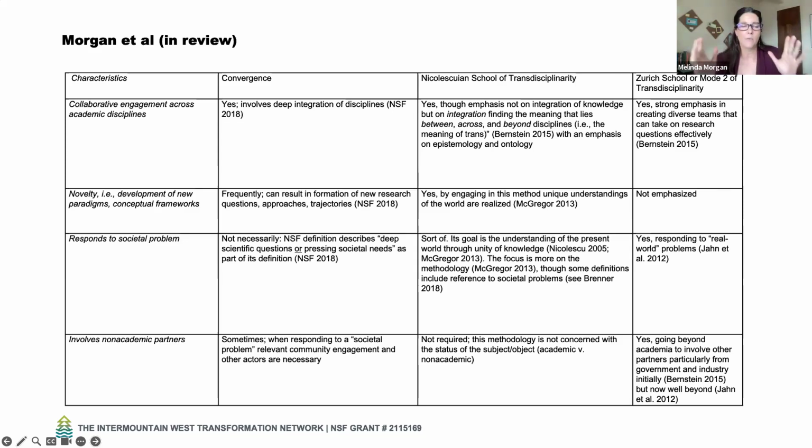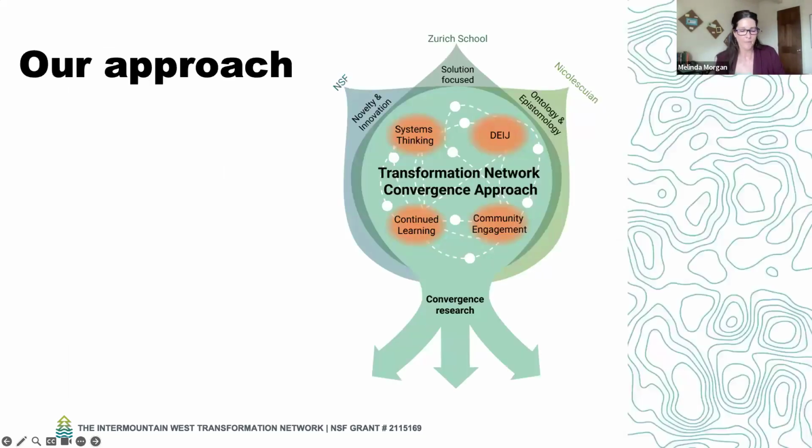And see how you can see the ways in which they both overlap and differentiate from one another. But for us in the Transformation Network, we're thinking of it this way. We're drawing from all three of these. And for us, we're pulling from what we think are the real strengths and overlapping elements that we find are the most important. So from the National Science Foundation elements, we're definitely pulling from the novelty and innovation push that is coming from that tradition.